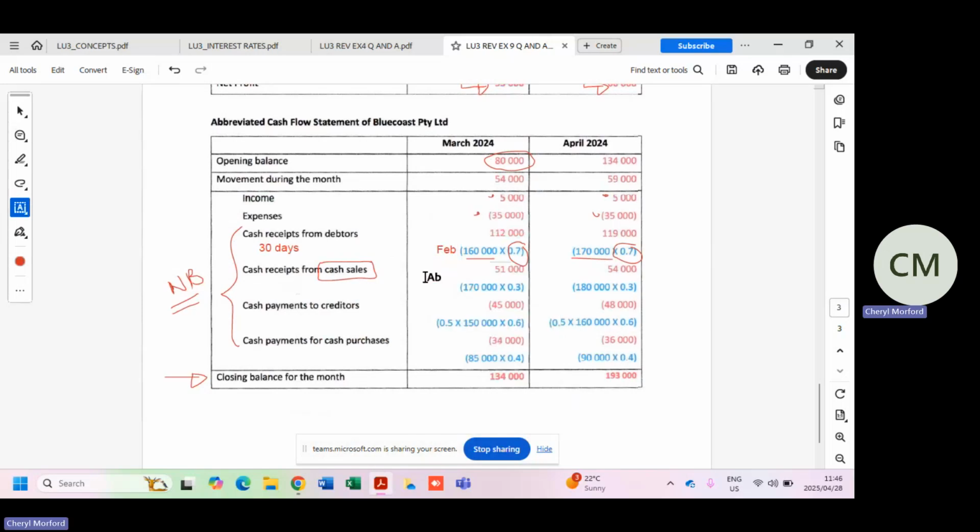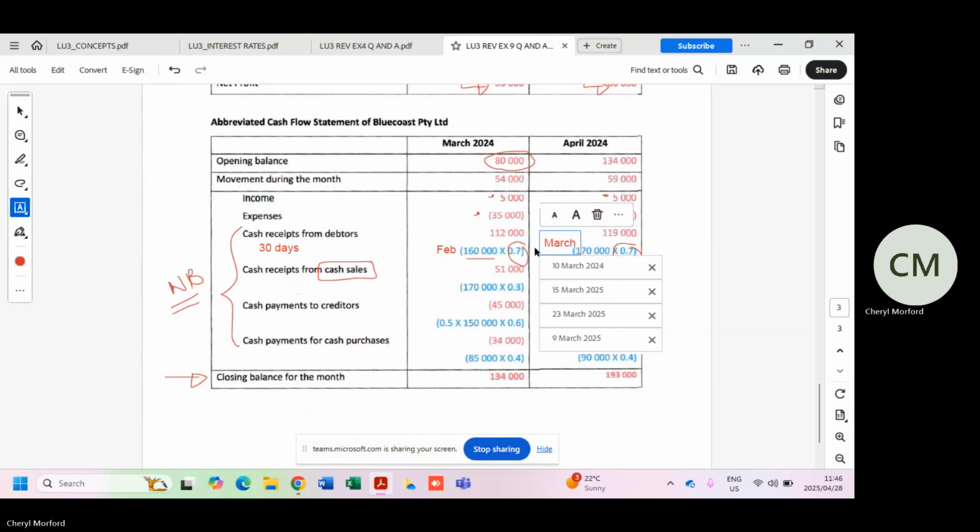And that will give us 112,000. Now in April, I'm going to be collecting from my debtors from a sale that was made 30 days before. So that will be March. So as we know, March's sales were 170, and 70% of that is credit. That's where I get my 119,000. So there we've dealt with the sales.